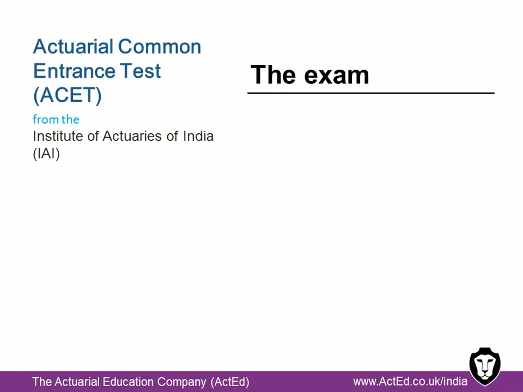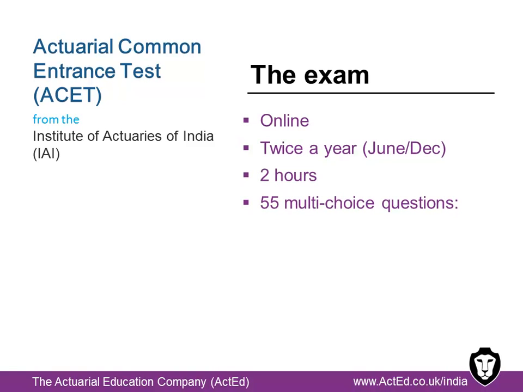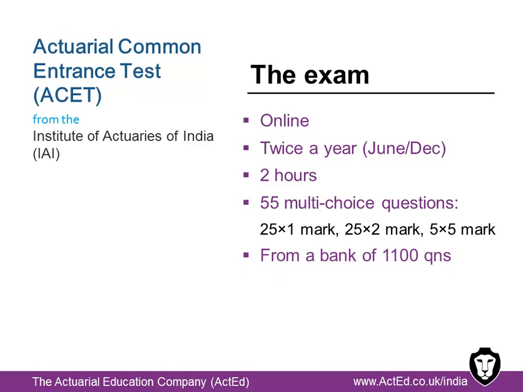So let's have a look at the exam. The ACET is an online exam taken in test centres in 41 cities throughout India. There are 2 sittings in a year, in June and December. It lasts for 2 hours and consists of 55 multi-choice questions, which are 25 1-mark questions, 25 2-mark questions, and 5 5-mark questions. This totals to 100 marks, and so students in the exam should be spending about 1 minute per mark. The questions are selected randomly from a bank of 1,100 questions.